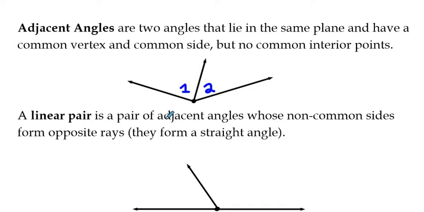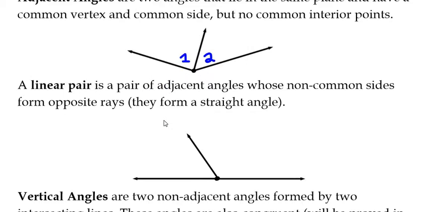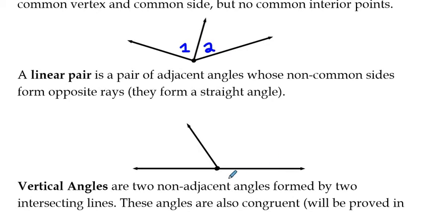A linear pair, that's a pair of adjacent angles whose non-common sides form opposite rays. In essence, they form a straight angle. So in this case, angle 3 and angle 4, they are adjacent angles, because they share a common side, but their non-common sides basically form a line. The neat thing about linear pairs, the sum of those angles is always going to be 180 degrees.